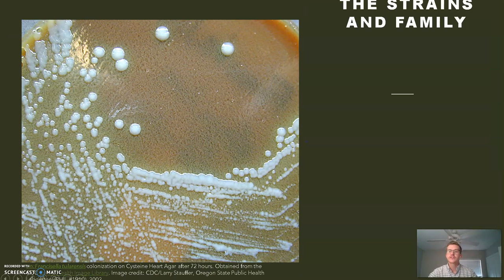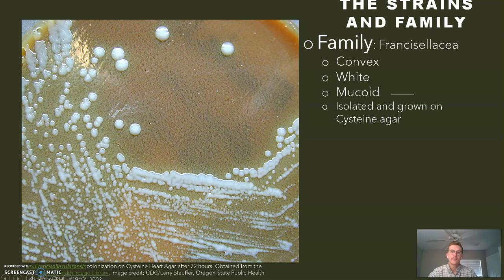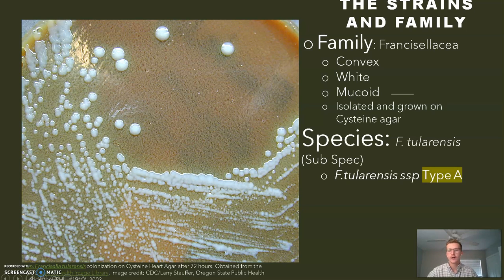And so now we're going to talk about the strains and the family itself. Once again, the family is Francisellaceae, and they are noted by their convex shape and their white color. You see their colonies on the left-hand side are resembling, mucoid. And then they are generally isolated and grown on a specific agar, cysteine agar, and that's how they can survive.